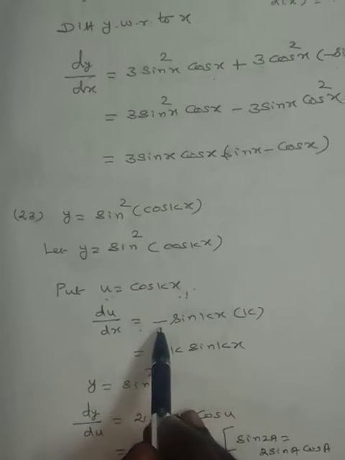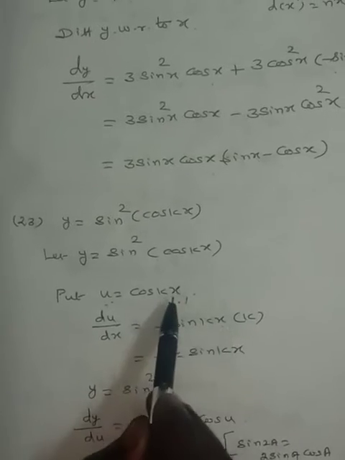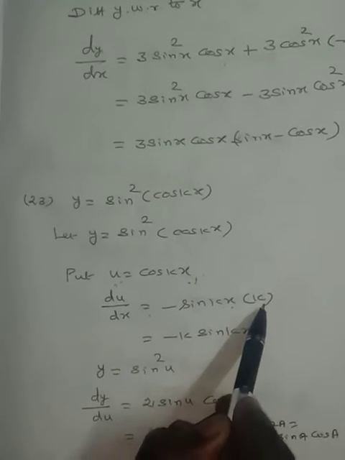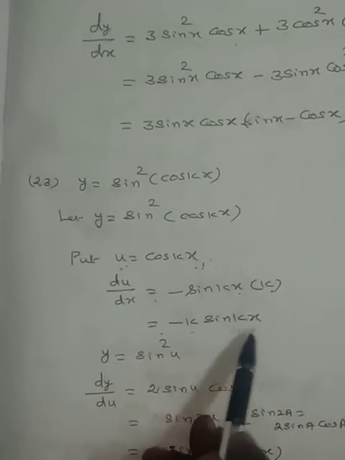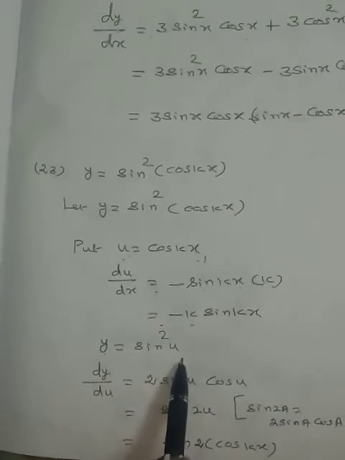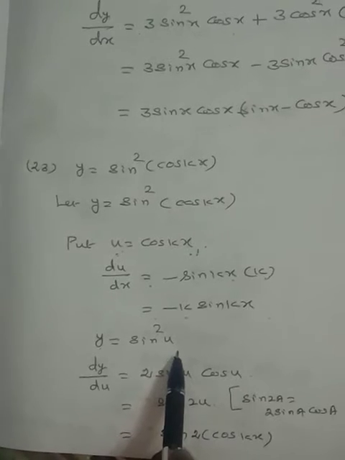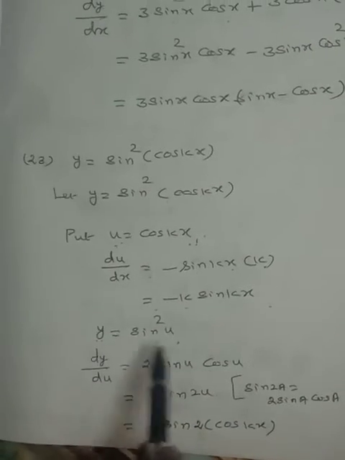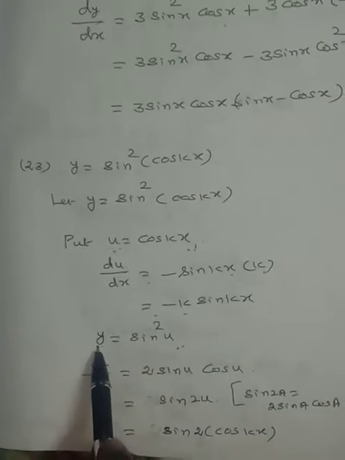Using the formula, we have minus sin kx into the coefficient of x term k, which is equal to minus k into sin kx. y is equal to sin square u. Now the left hand side variable is y, the right hand side variable is u. Differentiate y with respect to u.